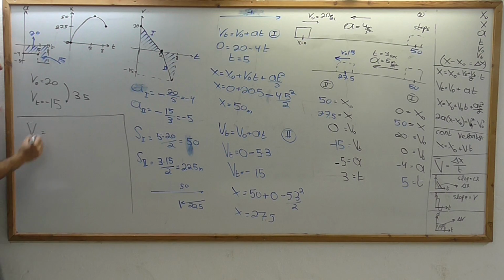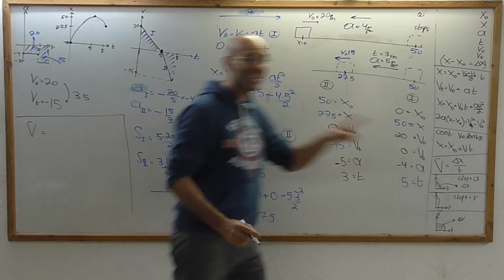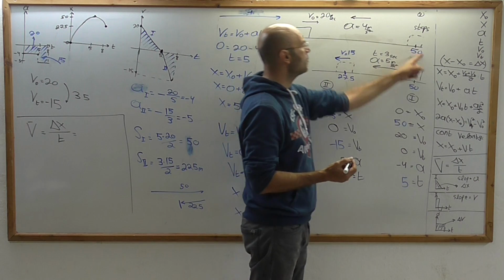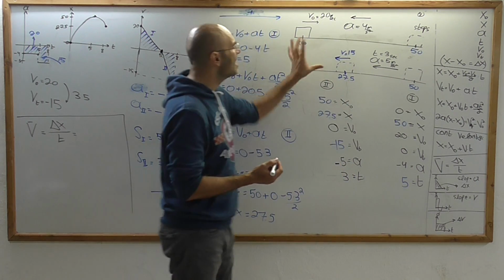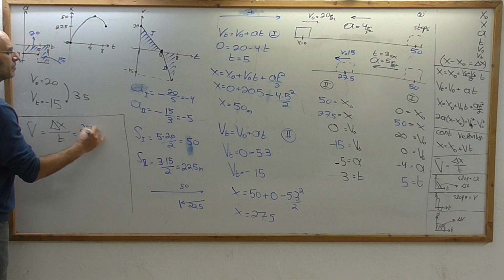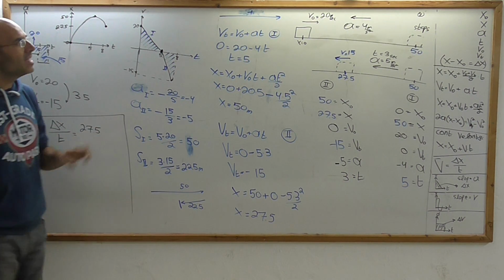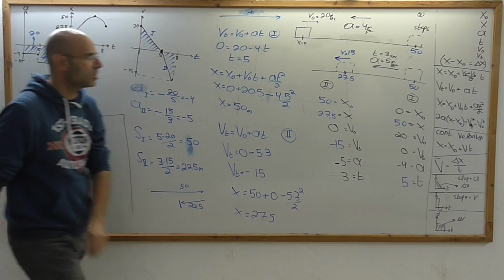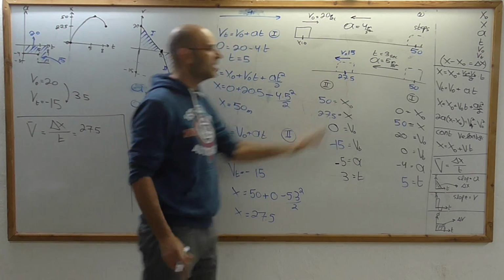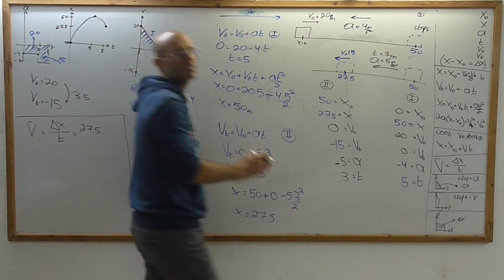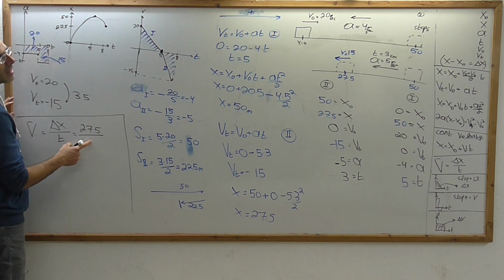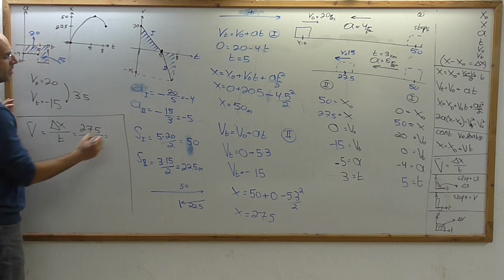The average velocity, according to our definition, is the displacement over time. The displacement here is not 50 plus 22.5, it's 27.5. I remind you, the displacement is the distance between the first position and the last position. So it started here, finished there. It doesn't matter that it went this way. The distance obviously is longer, but the displacement is 27.5 and the time was altogether 8 seconds.